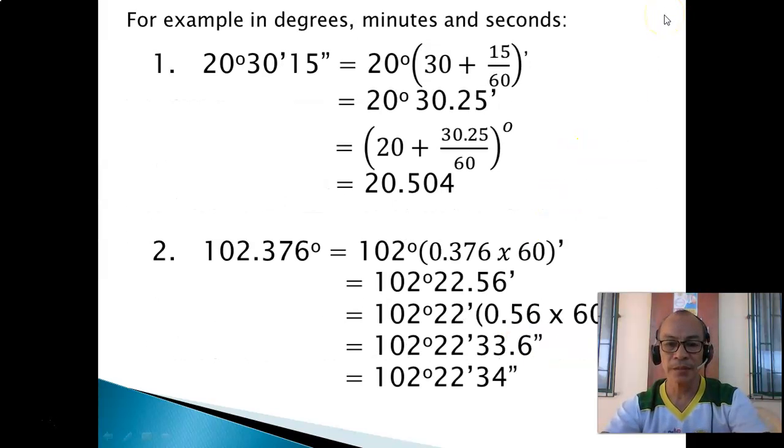For example, in degrees, minutes, and seconds, 20 degrees, 30 minutes, and 15 seconds is equal to 20 degrees plus the quantity 30 plus 15 over 60 minutes, which is equal to 20 degrees, 30.25 minutes, and then dividing 30.25 by 60, we have 20.504 degrees.